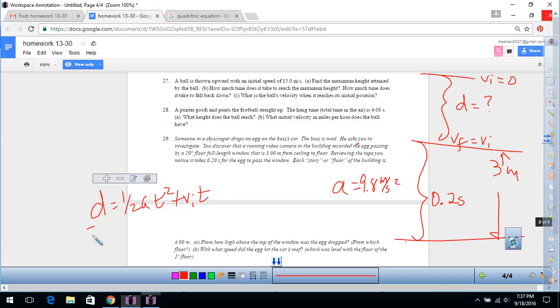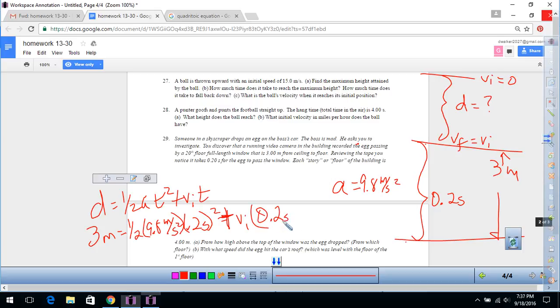It has to fall 3 meters. Gravity is 9.8. I don't know if y'all are using 10 or 9.8, but I'm going to use that right there. Times 0.2 seconds squared is plus VI, which I don't know, but I'm trying to find, because if I find that, then I get that, and I'm going to be home scot-free.